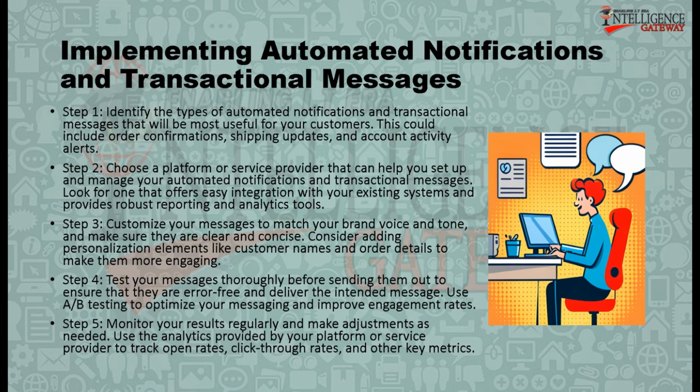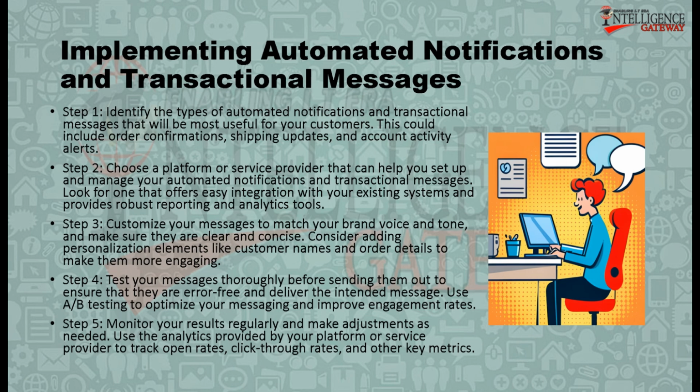Implementing automated notifications and transactional messages. Step 1. Identify the types of automated notifications and transactional messages that will be most useful for your customers. This could include order confirmations, shipping updates, and account activity alerts. Step 2. Choose a platform or service provider that can help you set up and manage your automated notifications and transactional messages. Look for one that offers easy integration with your existing systems and provides robust reporting and analytics tools.